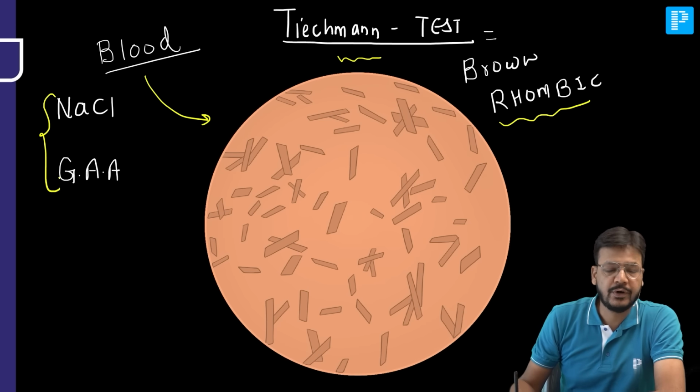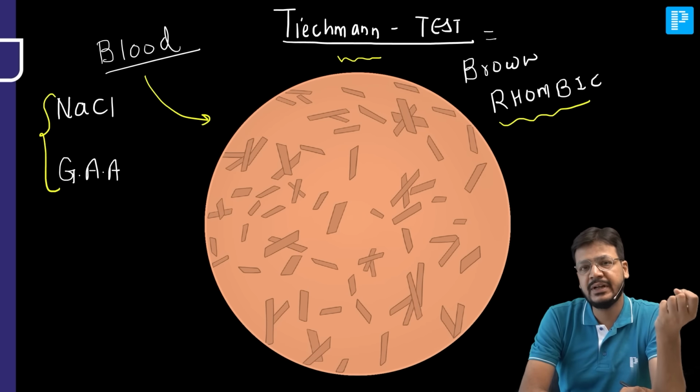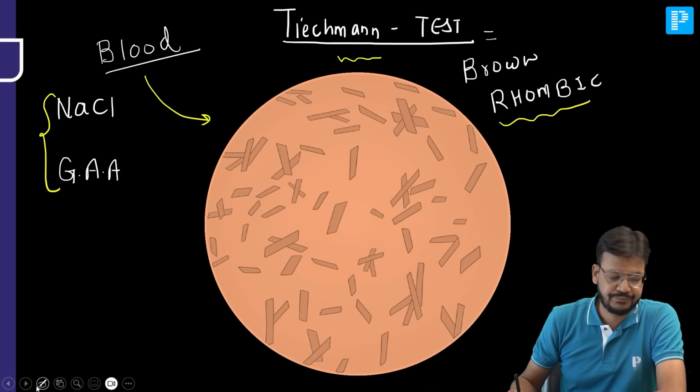What are the two important Teichmann reagents? One is sodium chloride and the second is glacial acetic acid. So this is a very important test. You can get brown rhombic crystals, that is the Teichmann test.